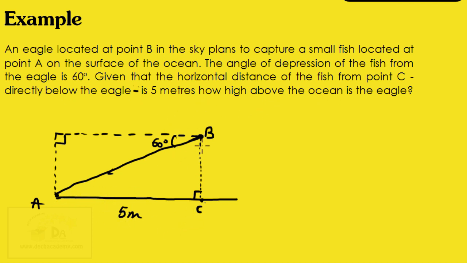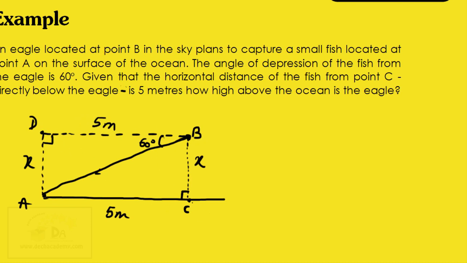We're asked to find the height above the ocean of the point where the eagle is. So we need to find how high above the ocean the eagle is positioned. I'm going to call the height X. Now BC, if I call this point D, has the same length as DA because it's a rectangle. AC has the same length as side DB, which is 5 meters.